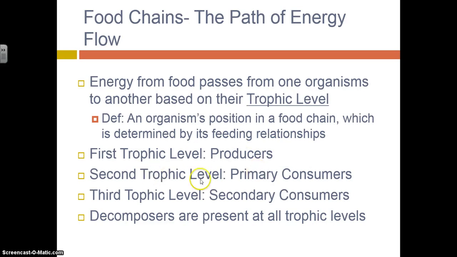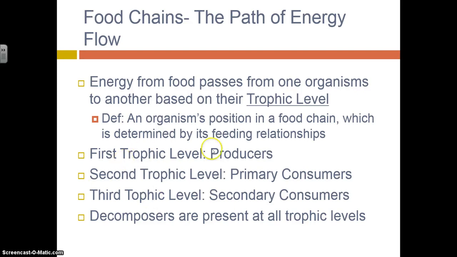The second level are primary consumers. Now, primary consumers only eat vegetation. They only eat grass, so they're only eating producers. They are essentially herbivores. However, they don't make their own food. They have to eat it, so they are known as heterotrophs. Secondary consumers eat primary consumers, so these are essentially your carnivores. They are also heterotrophs. And then your decomposers are those organisms that eat dead tissues, so they are known as saprotrophs.